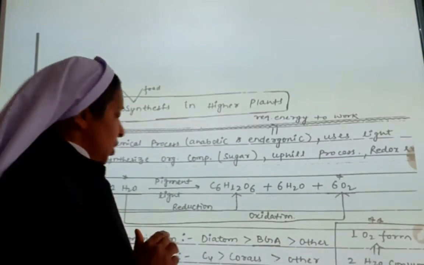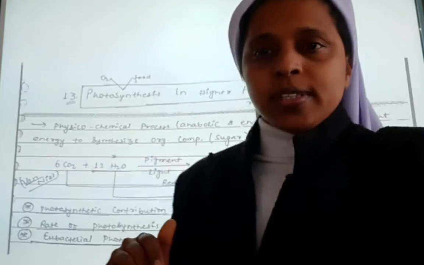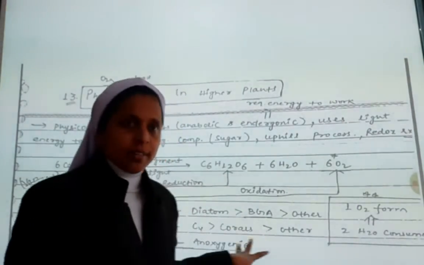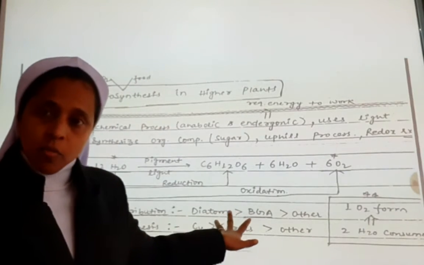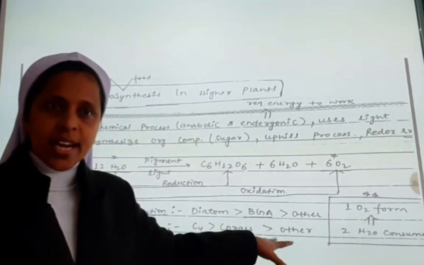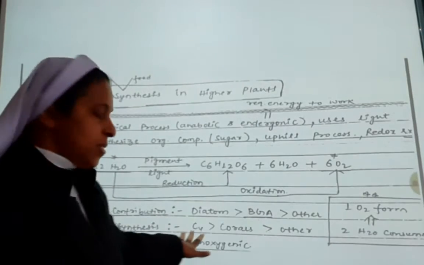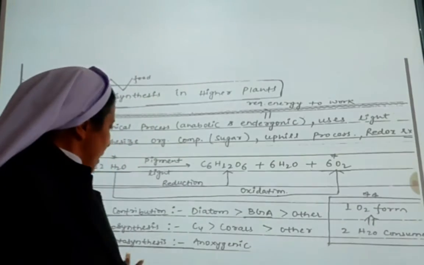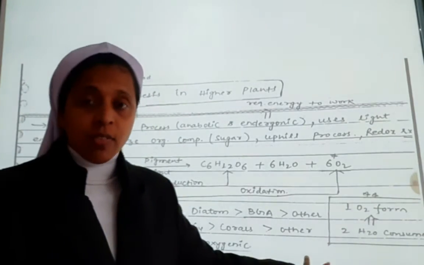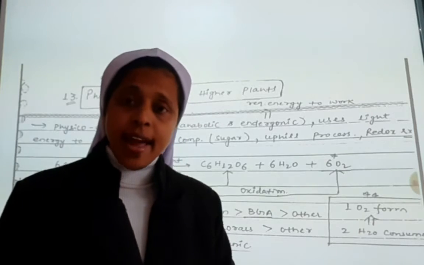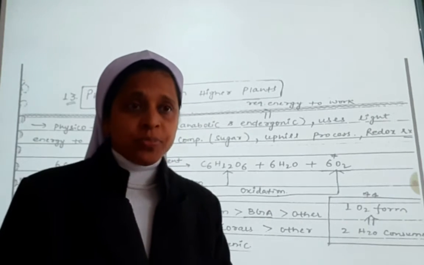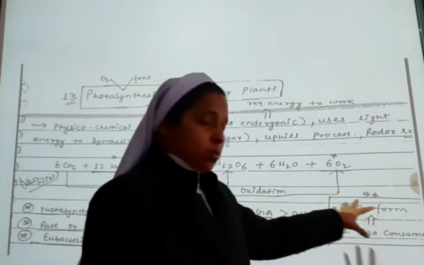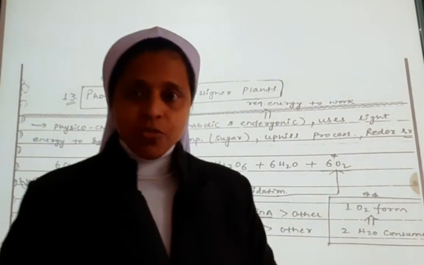So here we have photosynthesis. Where is photosynthesis taking place? We can learn here that the diatoms make the largest photosynthetic contribution. Afterwards come the blue-green algae, and then the others. For the rate of photosynthesis, C4 plants are highest, then corals, then others. And eubacterial photosynthesis is anoxygenic. What is the meaning of anoxygenic? That is the absence of oxygen. Here 2 H2O molecules are being consumed and one molecule of oxygen is formed.